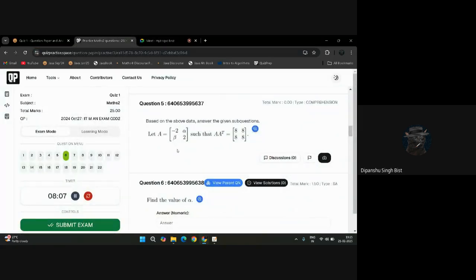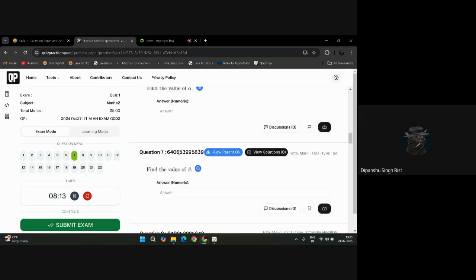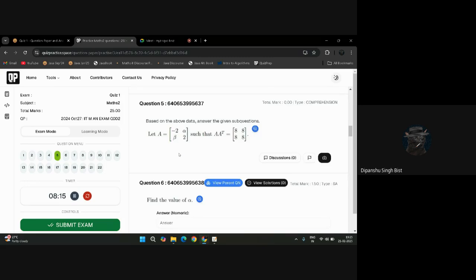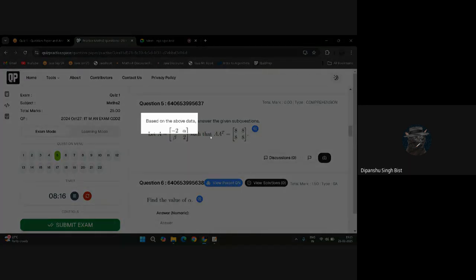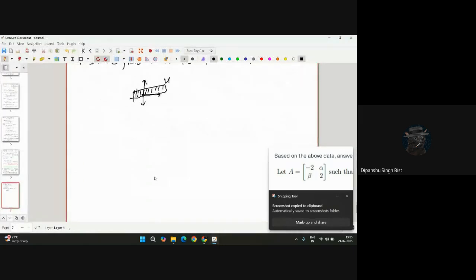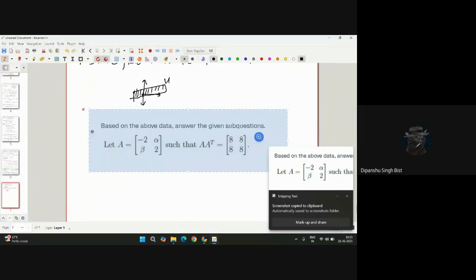Great. The fifth question says A transpose is a matrix, then find the value of alpha and then the value of beta. Now we are done with the theoretical questions. I believe all the questions from now will be calculation based, so we can quickly finish all of it.